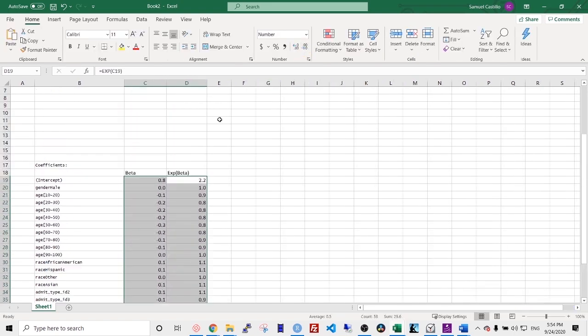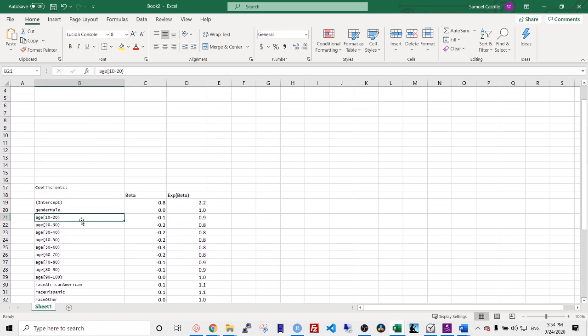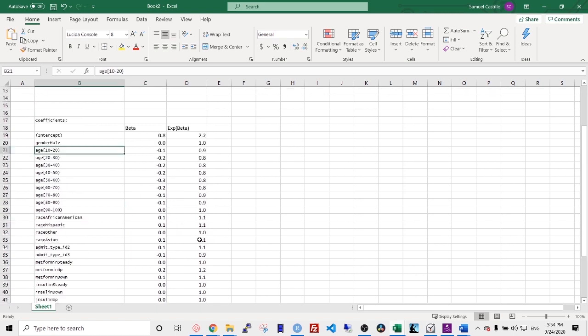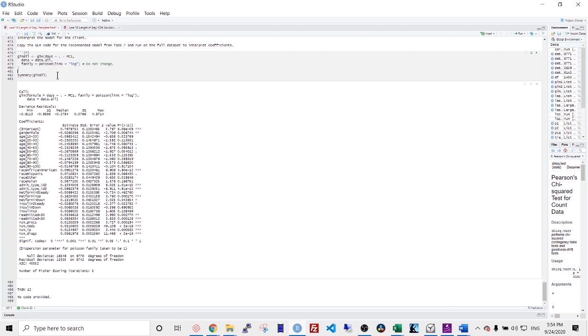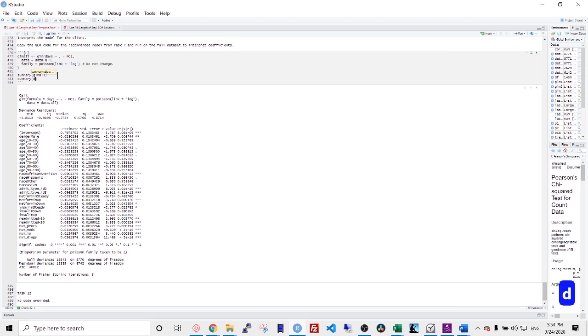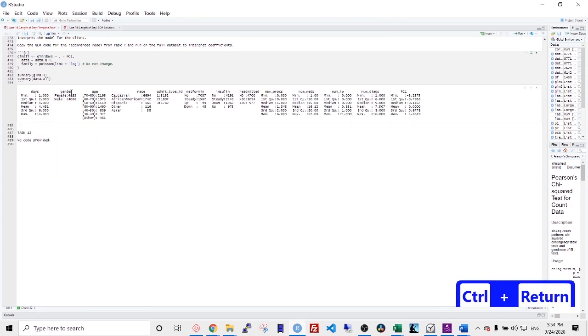Recall that these categorical variables are in reference to the base class. What's the base class? That is the most common type of patient, which you can find out just by looking at the summary of the data. Summary data.all. And here for the categorical variables, the first category listed is always the base class. So this is females between the ages of 70 to 80 who are Caucasian with admit type 1, which is emergency, who have no metformin, no insulin, no prior readmissions, and so forth.